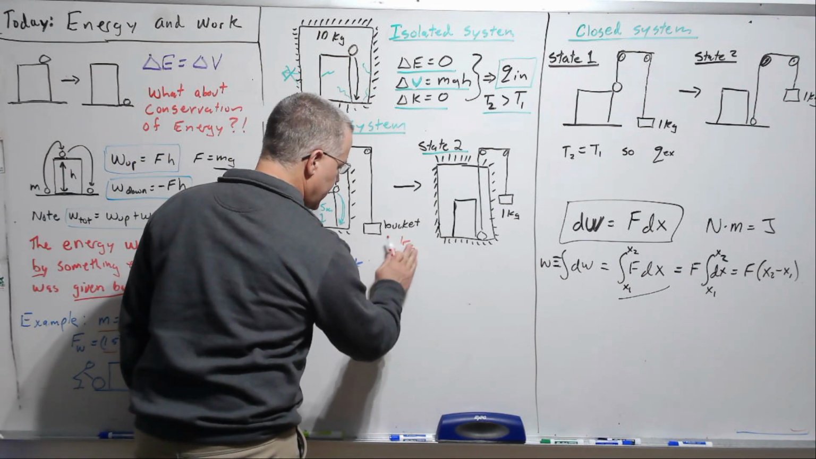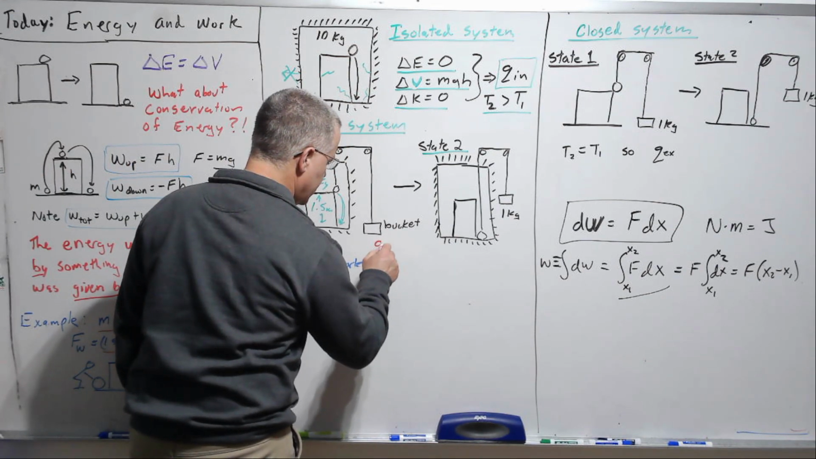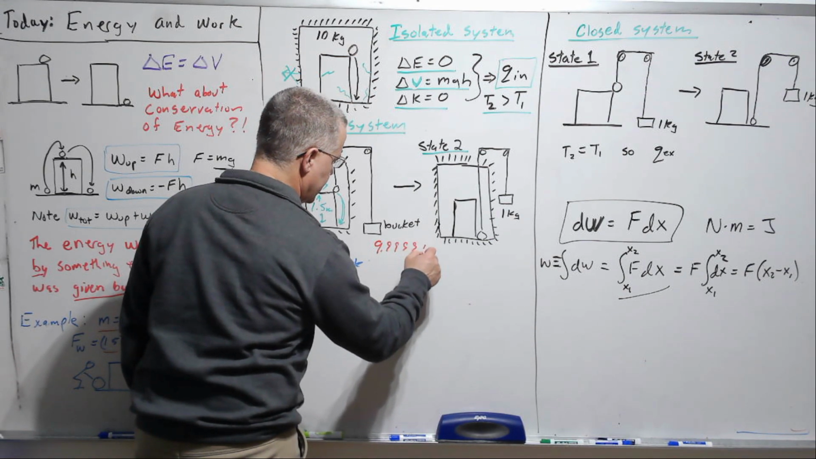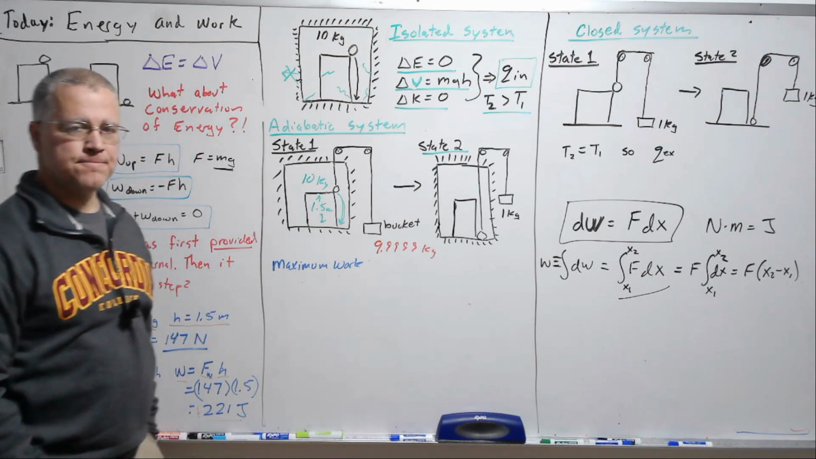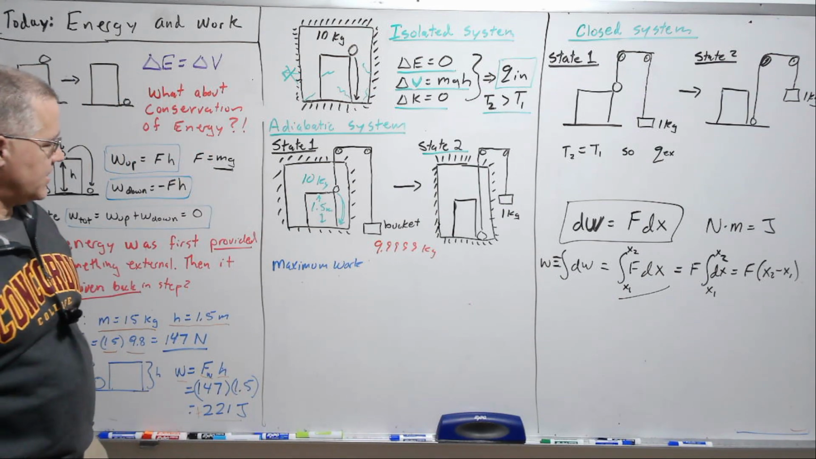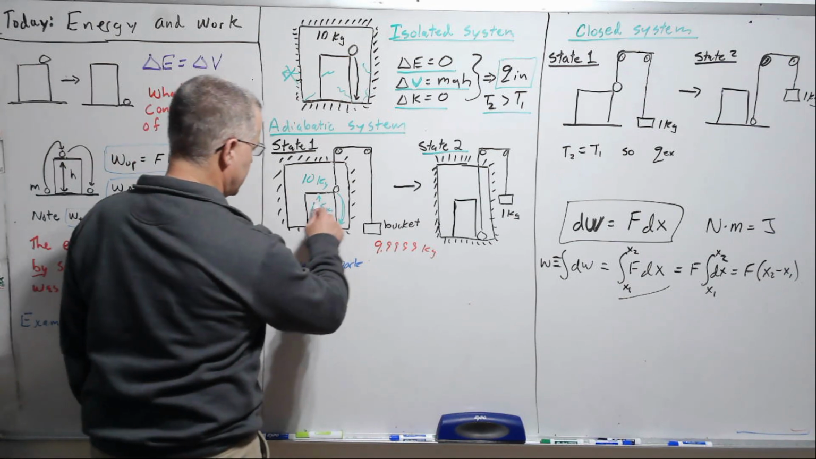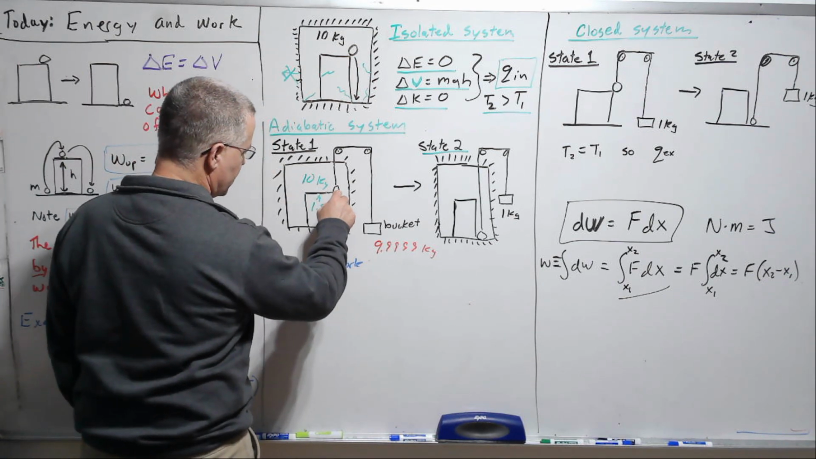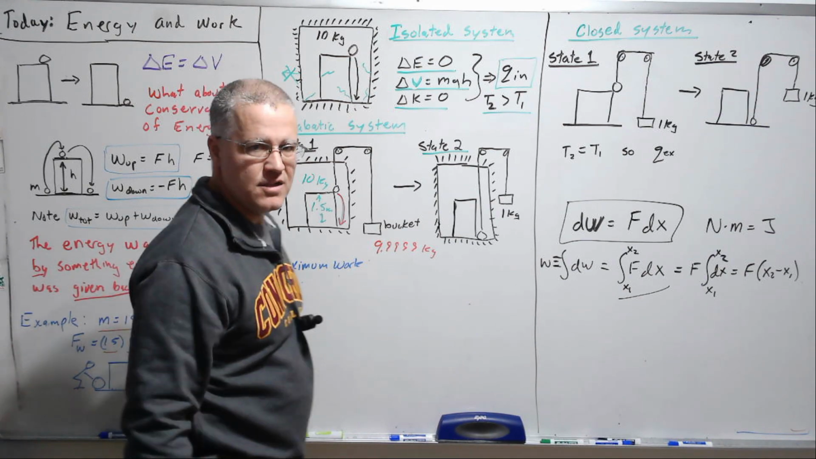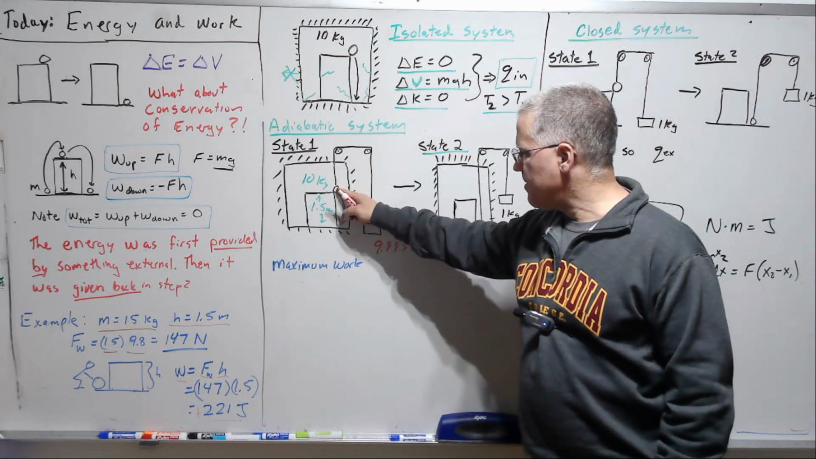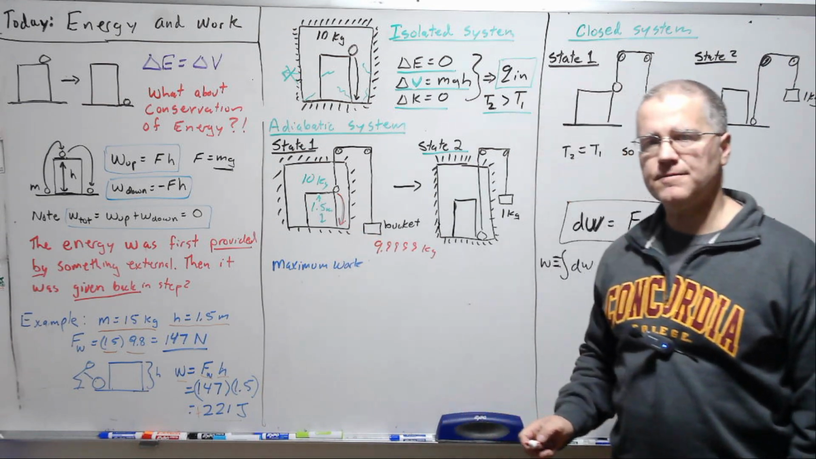Well, what if we do this? What if we do 9.9999 kilograms, right? Or 9.99999 kilograms. Well, what's going to happen here? This will still spontaneously fall. There will be just the slightest difference in weight, and that will fall.